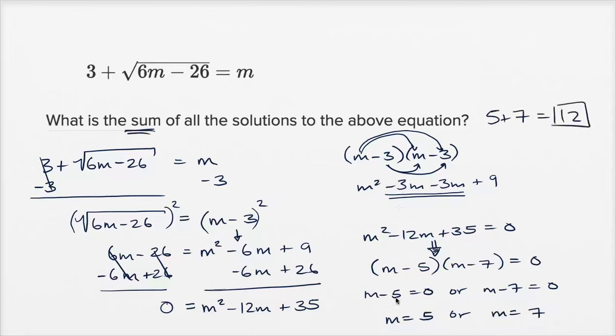And if you just want to verify that these actually work, try them out right over here. 6 times 5 is going to be 30 minus 26, which is 4. The principal root of 4 is positive 2. 3 plus 2 is equal to 5. It's equal to m. And if m was 7, this is going to be 3 plus the square root of 42 minus 26 is 16, and this needs to be equal to 7. Well, the principal root of 16 is 4, and 3 plus 4 is indeed equal to 7.